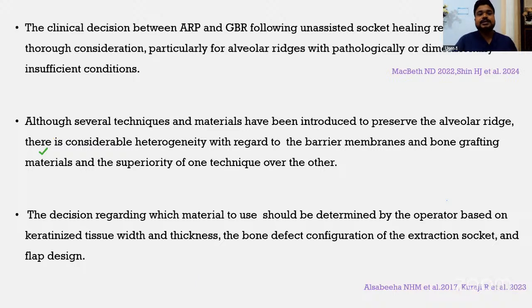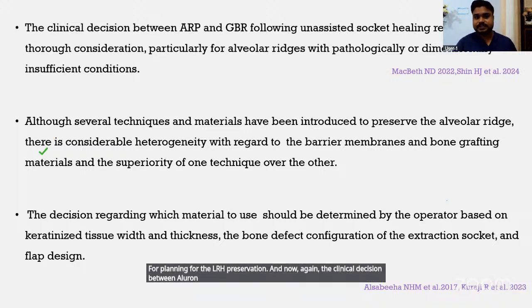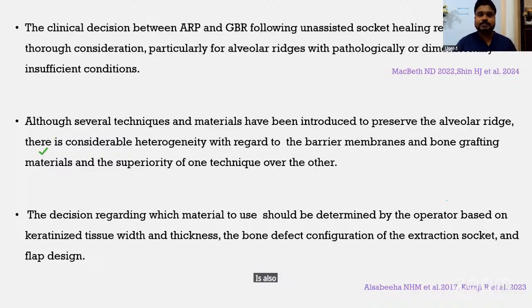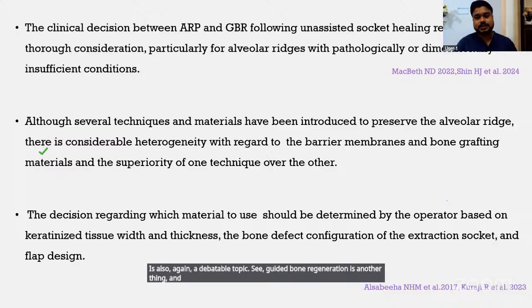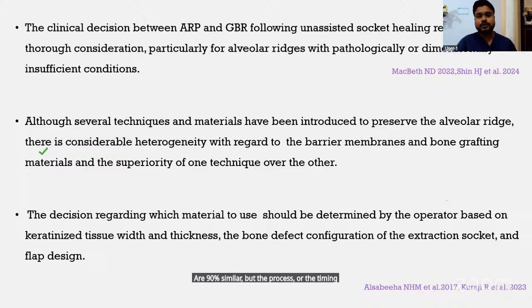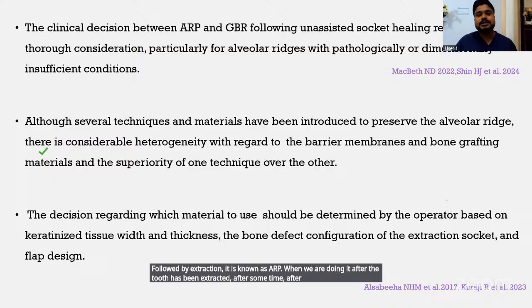And now, again, the clinical decision between alveolar ridge preservation and guided bone regeneration is also a debatable topic. See, guided bone regeneration is another thing, and alveolar ridge preservation is completely separate. The steps, the grafts and membranes which we use might be 90% similar, but the process or the timing when we do it changes. When we are hoping to preserve the bone then and there, followed by extraction, it is known as ARP. When we are doing it after the tooth has been extracted, after 2 to 3 months, then it is GBR.